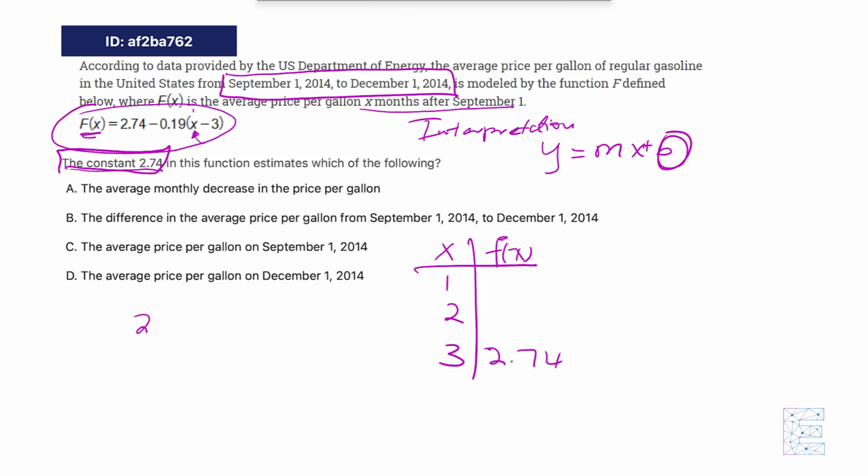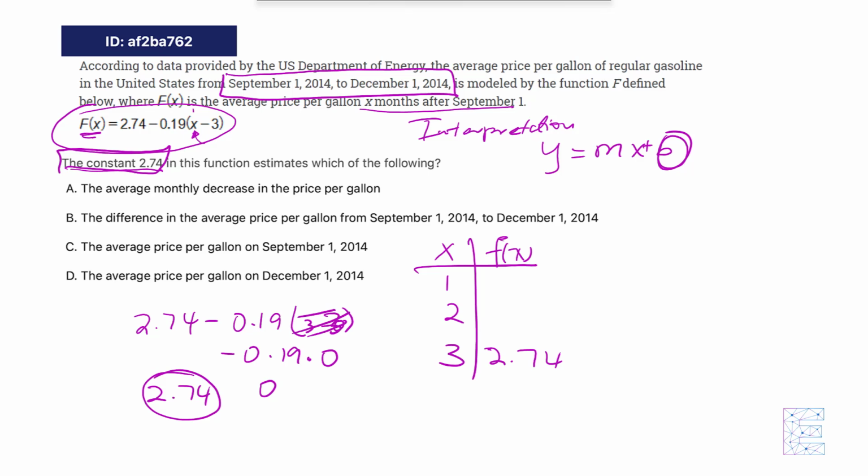How? We would have 2.74 minus 0.19, plug in 3 minus 3 in there. 3 minus 3 becomes a 0. So negative 0.19 times 0 is a 0. So you have 2.74 minus 0. This is what gives you the constant. So what does it stand for? After 3 months, the price of gasoline was $2.74.